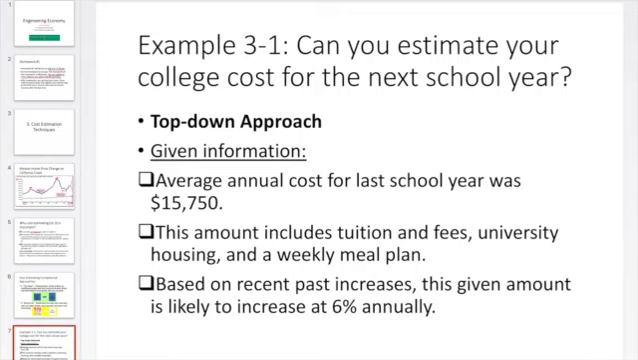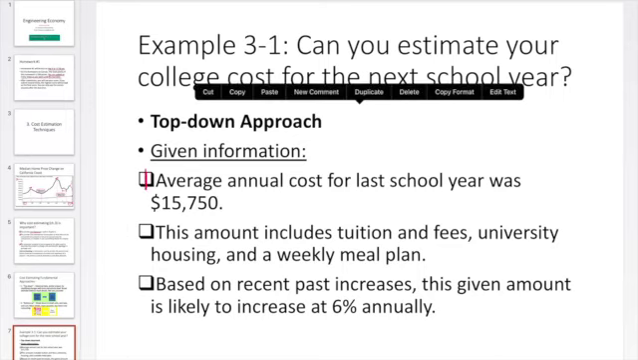And here, in this example, what I listed here is the same as what I just described. So first step, you're gonna get historical data from someone else, from the internet maybe. So average annual cost for last school year was 15,750. Maybe that's the number for yourself. If you are not a freshman, you already have historical data for yourself, right?